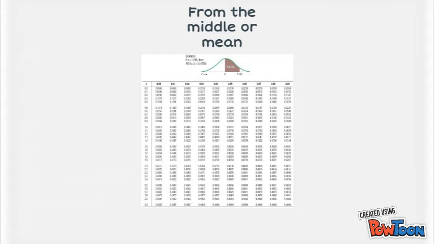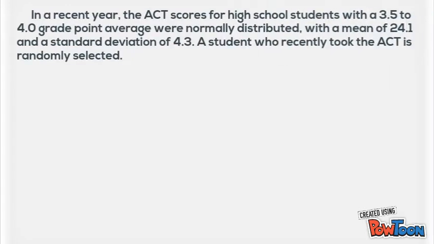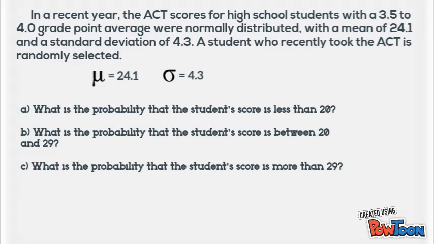Let us look at an example. In a recent year, the ACT scores for high school students with a 3.5 to 4.0 grade point average were normally distributed, with a mean of 24.1 and a standard deviation of 4.3. A student who recently took the ACT is randomly selected. What is the probability that the student's score is less than 20?